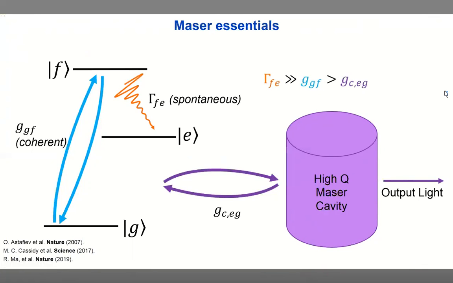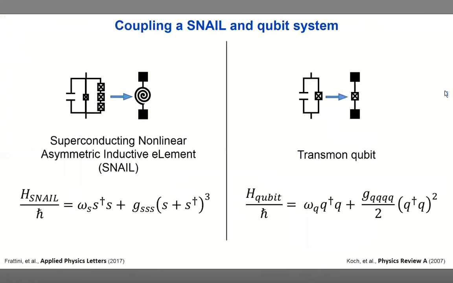If I only consider, though, changing around transmon parameters, this is pretty difficult to achieve. So I'm going to introduce a parametric object that I'll have a little bit more control over so that I can achieve masing with that. That parametric object that I'm going to introduce is the snail, or the superconducting nonlinear asymmetric inductive element.